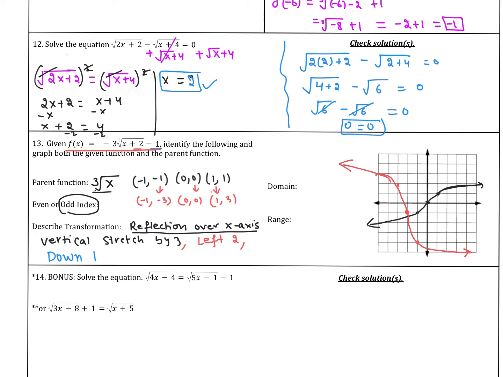The domain for the red function, the given function, is going to be negative infinity to infinity, and the range is also negative infinity to infinity, because the cube root function goes both ends indefinitely. So both of them are going to be negative infinity to infinity.